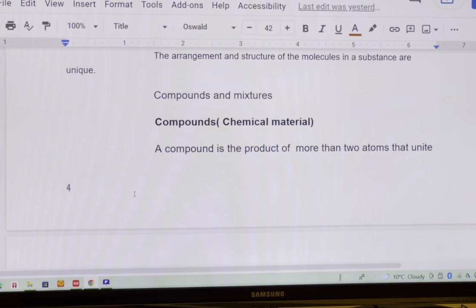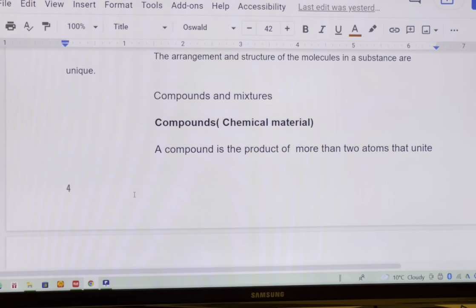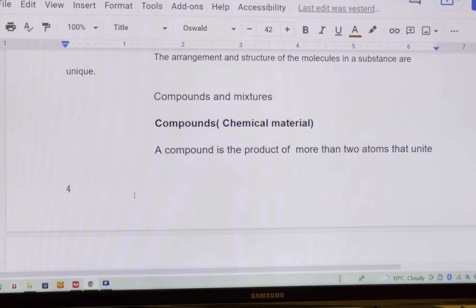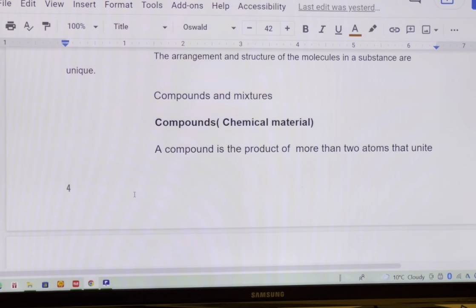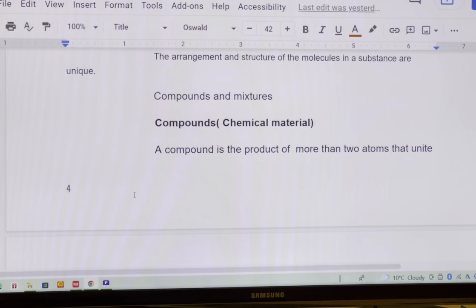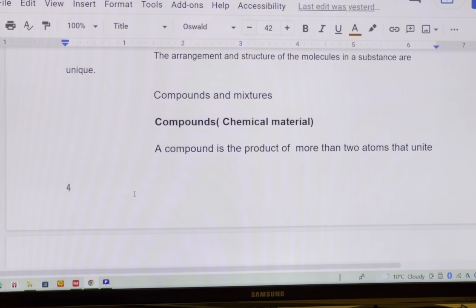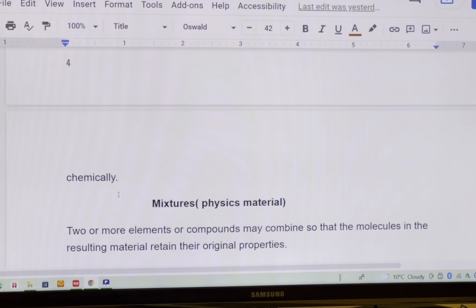First, I'll tell you compounds and mixture. What is a compound? A compound, in my opinion, is a chemical material. That means a compound is the product of more than two atoms that unite chemically. A mixture, in my opinion, should be a physical material. We can talk, okay? We can talk about everything, okay?